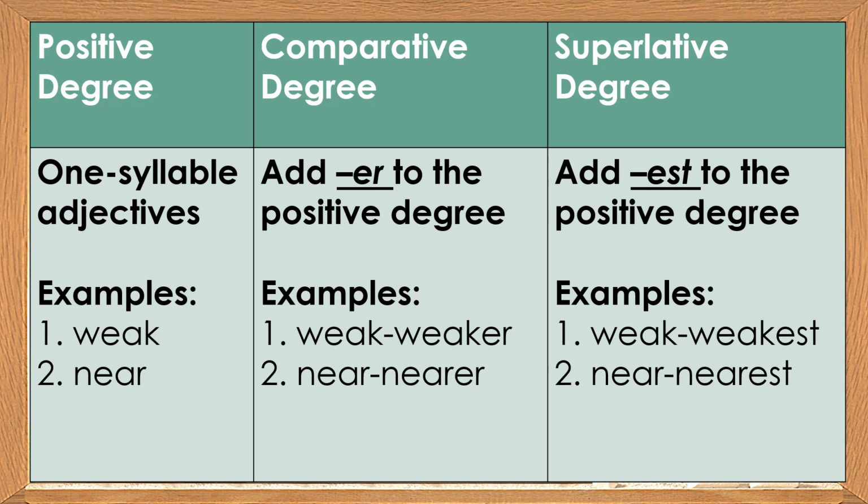We add er to the positive degree. For example, from our positive degree, weak, it becomes weaker. And for the superlative degree, we are going to add est to the positive degree. So from our given example weak, it becomes weakest. Weak, weaker, weakest. Another example is the word near. It becomes nearer for the comparative degree and nearest for the superlative degree.